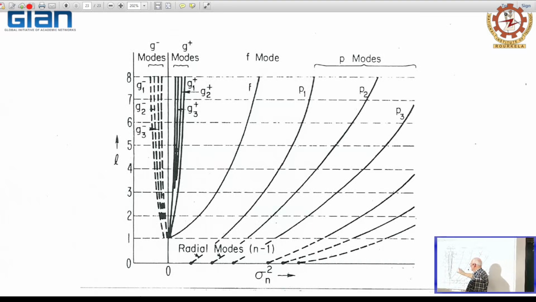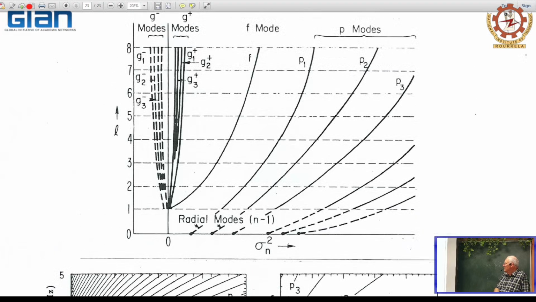Let's come to the F mode later. And the non-radial modes have a limit for L equals 0 for the radial mode. Once you consider the P modes, they have a finite limit also for L equals 0. These are the modes which we have considered in the previous lecture.